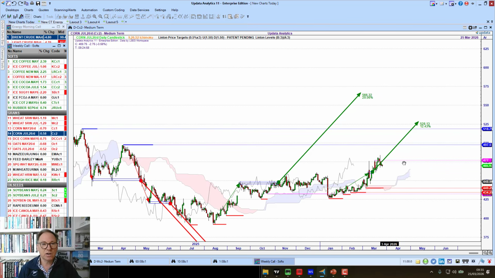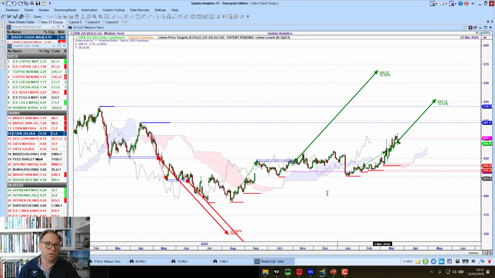Remembering you can do this on any chart you wish, and if you're using the Metastock Zenith or LSEG feed, you'll be looking at exactly the same codes that I'm looking at here.